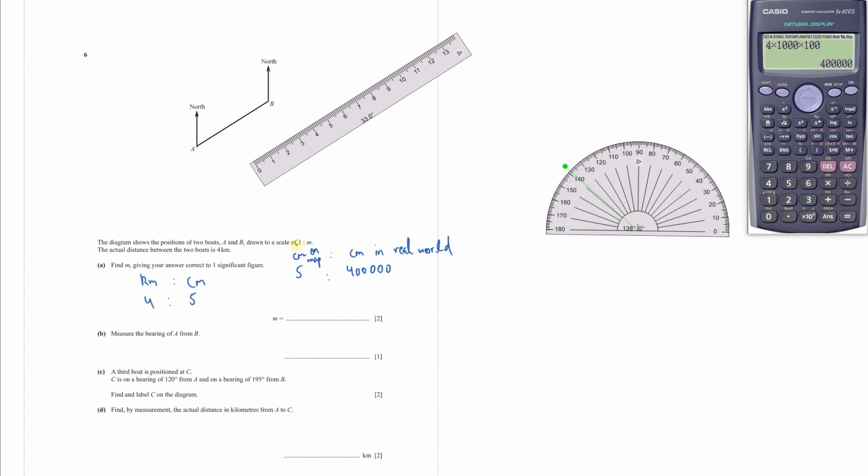So we need to find this ratio, 1 to m. If I want 1 here, I'll divide 400,000 by 5. So m will be 400,000 divided by 5, which is 80,000. We were asked to give the answer correct to one significant figure. M here is 80,000, and there's only one significant figure here. The rest are zeros, so they will not be counted. So your answer for m is 80,000.